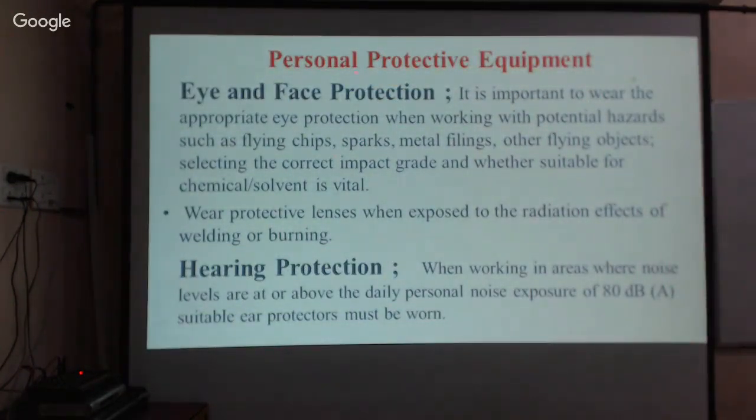Then the personal protective equipment, eye and face protection. It is important to wear the appropriate eye protection when working with potential hazards such as flying chips, sparks, metal filings, and other flying objects. Selecting the correct impact grade and whether it is suitable for chemical solvents is vital. Wear protective lenses when exposed to the radiation effect of welding or burning. Hearing protection: when working in areas where levels are at or above the daily personal exposure of 80 decibels, suitable ear protectors must be worn.